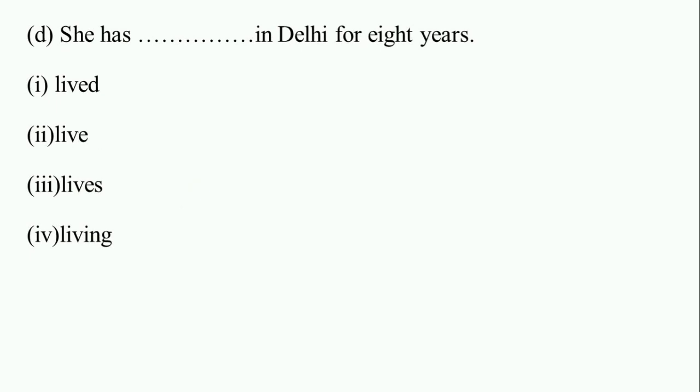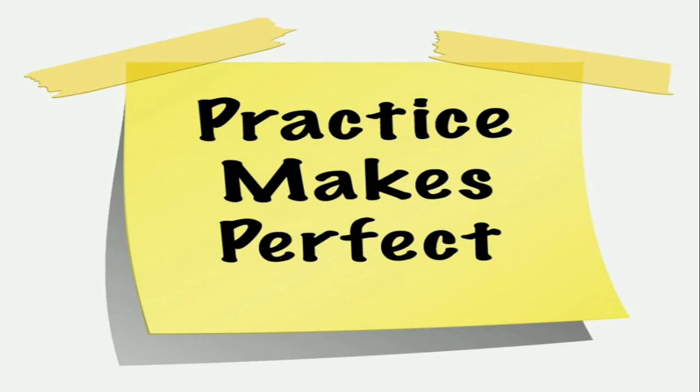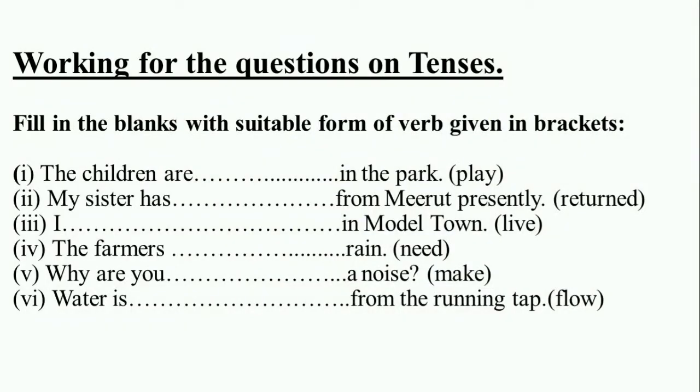Next is B part is she has dash in Delhi for 8 years. Options are live, lived, lives, or living. The correct option is lived. Students, now it's time to practice some questions given from the content. So, here we come to working for the questions on tenses. Fill in the blanks with suitable form of verb given in the brackets. So students, you have to complete these statements with the help of the words given in brackets.